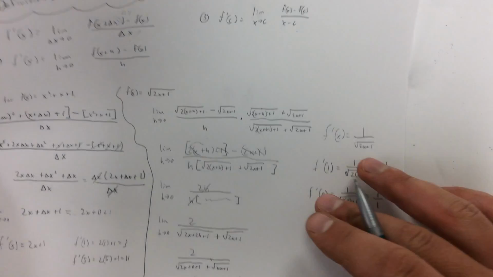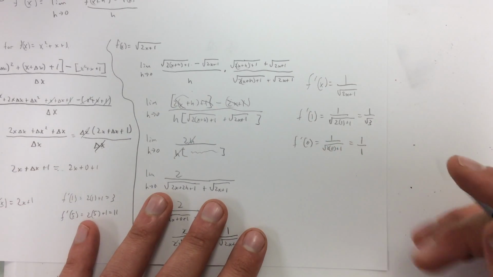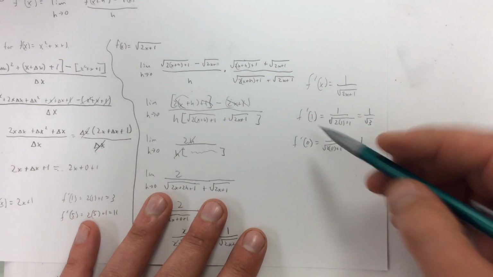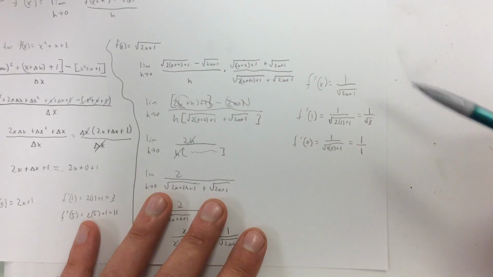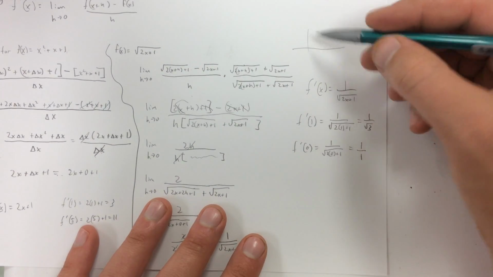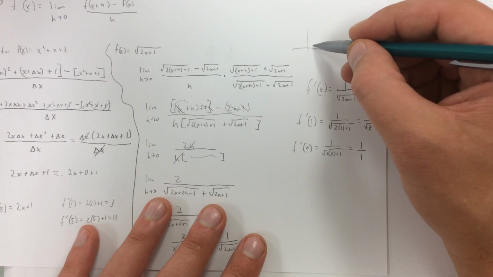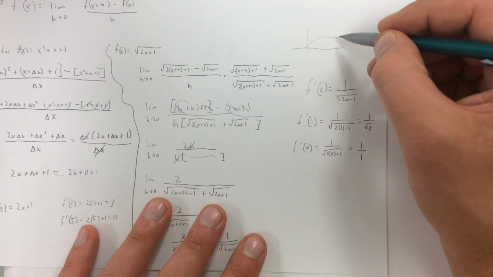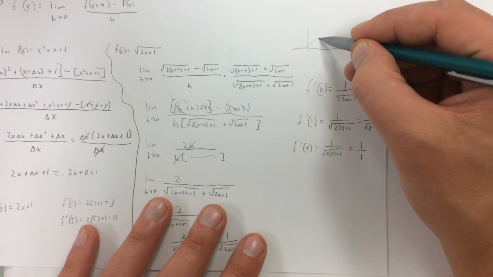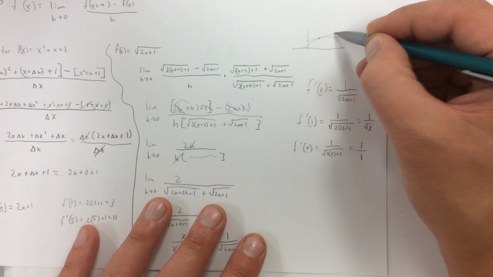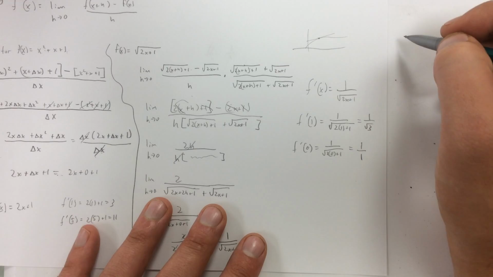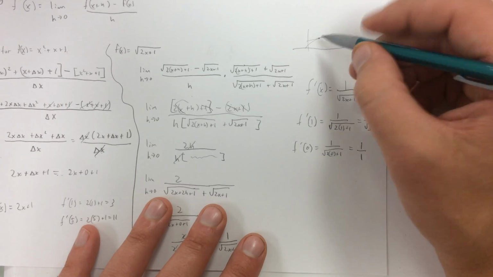The next thing we need to do is find the equation of a tangent line. Okay. So if I did have this function right here, the square root of 2x plus 1, I'm just going to sketch it here. This isn't going to be exactly right. Let's say I need to find the tangent line right here.